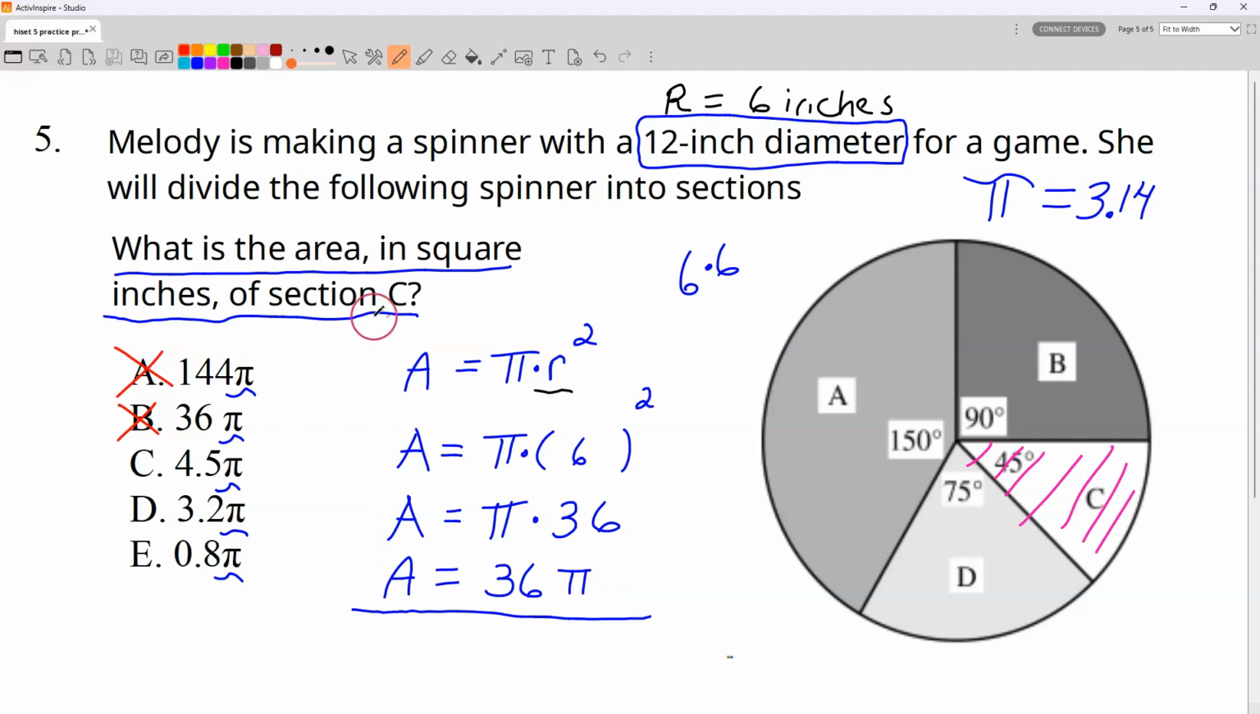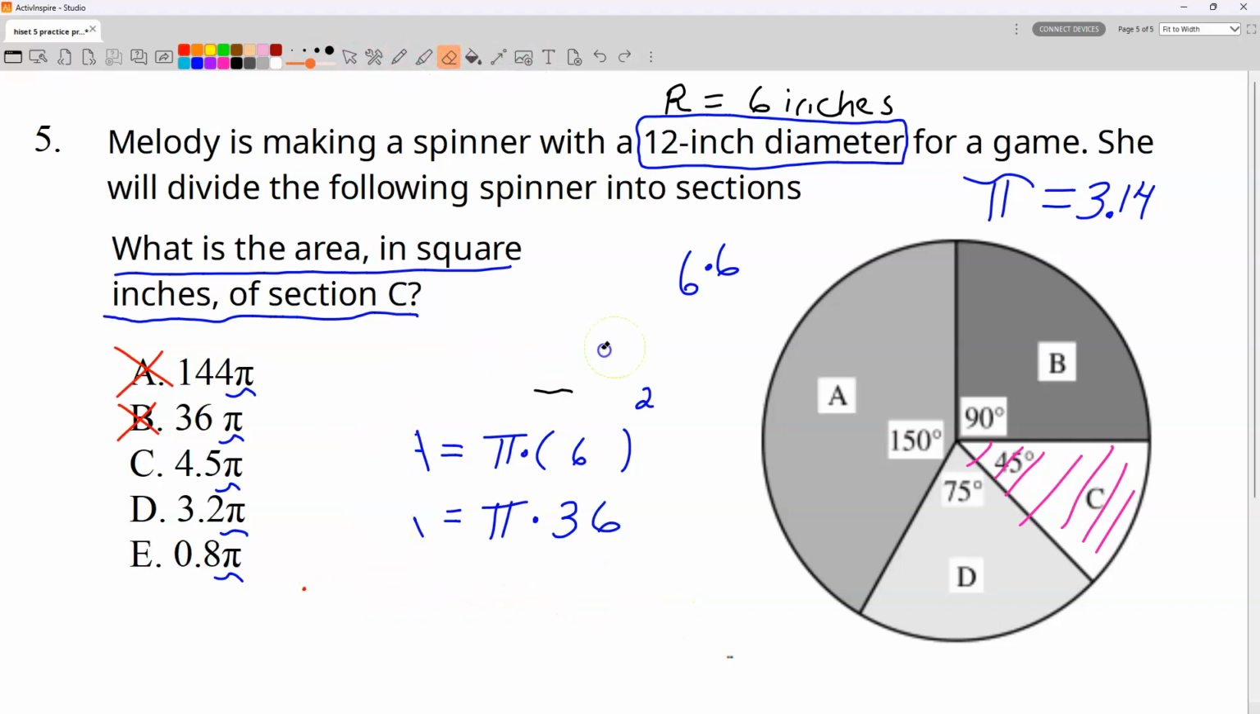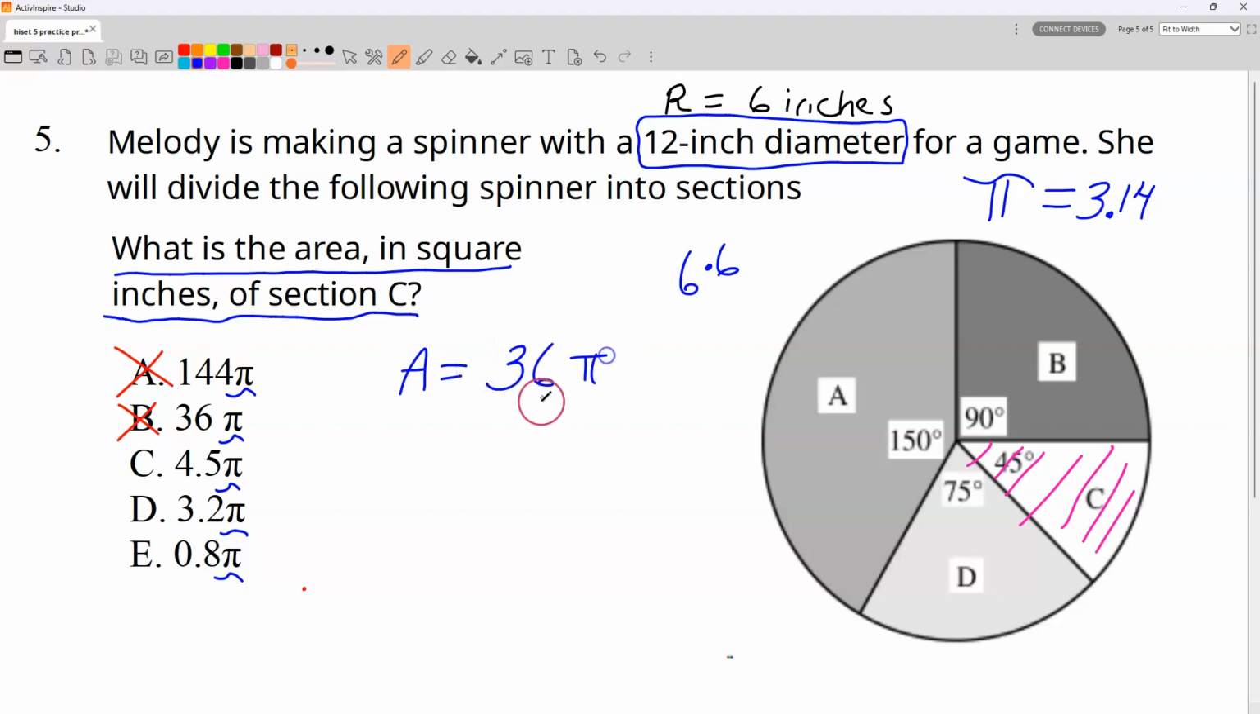because it's going to get a little confusing at this point. So I'm going to rewrite this piece. 36 pi. I'll erase this part of it right here. So the area of the whole circle is 36 pi, but I just want this piece here. And hopefully you see that this piece here is 45 degrees.